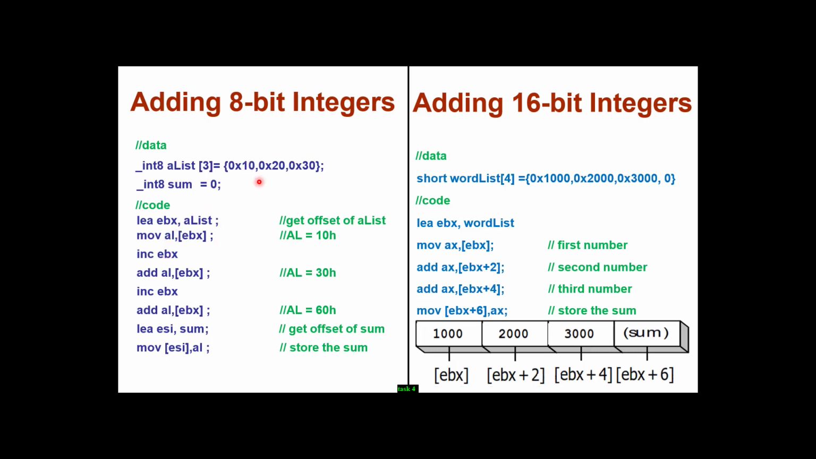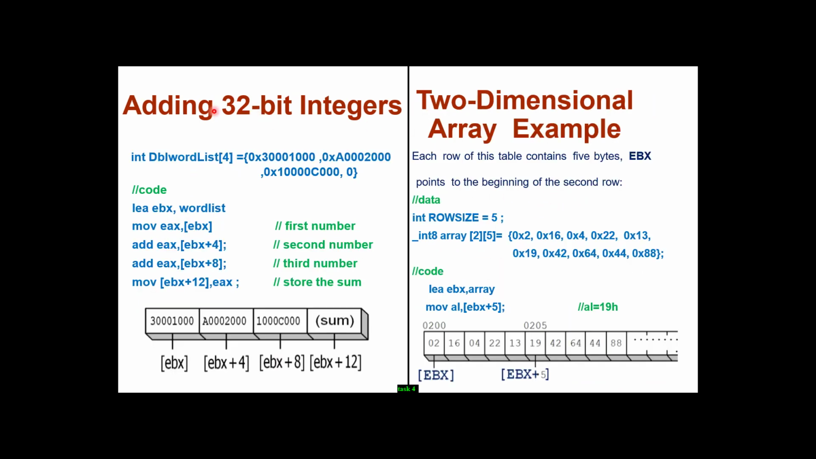Increment EBX. EBX now is pointing to 20. Add 20 plus 10, which is 30. There is a destination. The result is stored in the destination. Increment, add once more, and store the result. Same idea over here, but when it's 16-bit, instead of incrementing by 1, we need to add by 2 to get the second number. If it's 32-bit, we add by 4, then by 8.